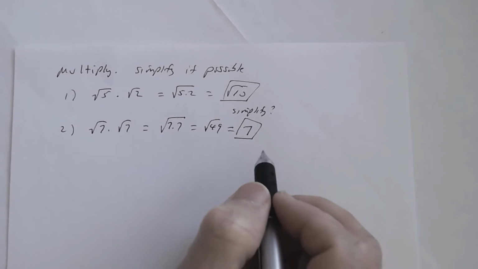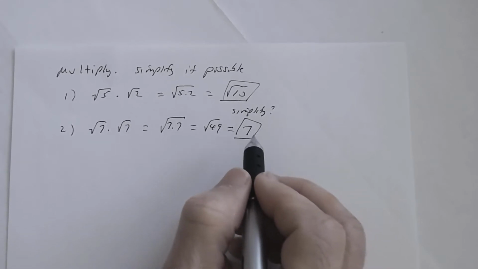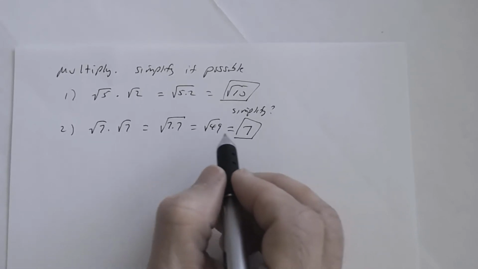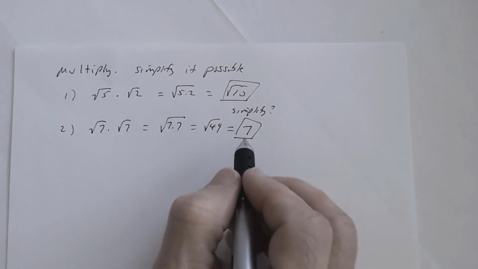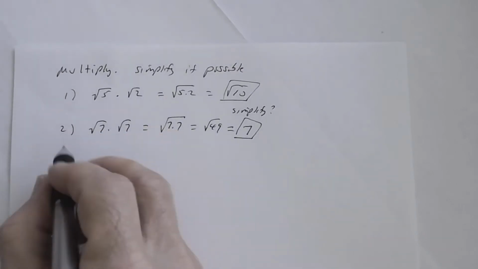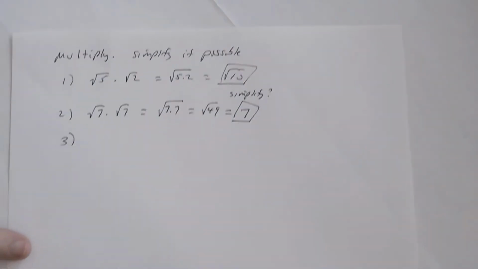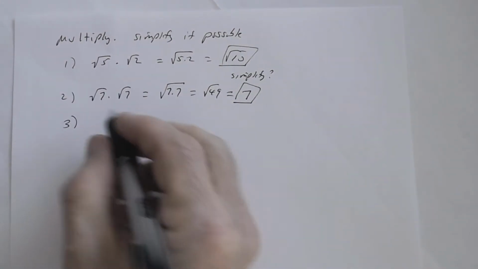Now, some students have a habit of saying the square root of 7. That's not true. The square root of 49 is not the square root of 7. It is 7 only. All right, number 3. So see, it's not that bad at this point, right?